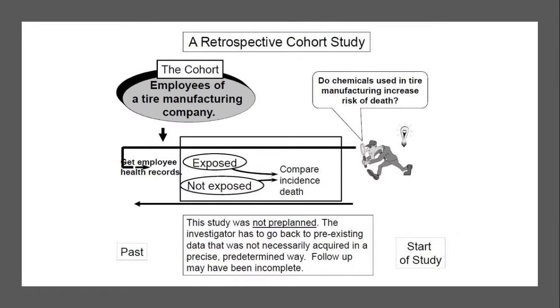So the cohort in this example would be employees of a tire manufacturing company, and they're interested to see, do chemicals used in tire manufacturing increase the risk of death? So they're actually having to go back in and look at health records of employees between those that were exposed to these chemicals and those that were not exposed, and they're looking at the incidence of death. In this case, that was their outcome.